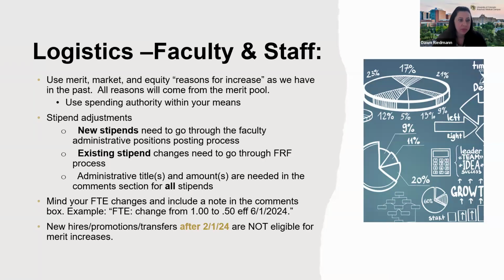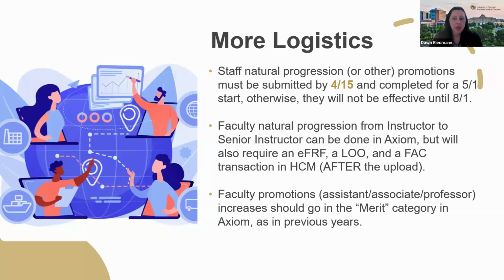All right, next slide, please. Staff natural progression or any kind of promotions must be submitted by April 15th. This will help allow us to get everything in for a 5-1 start. Otherwise, we'll need to hold on to those and really look at an 8-1 effective date.